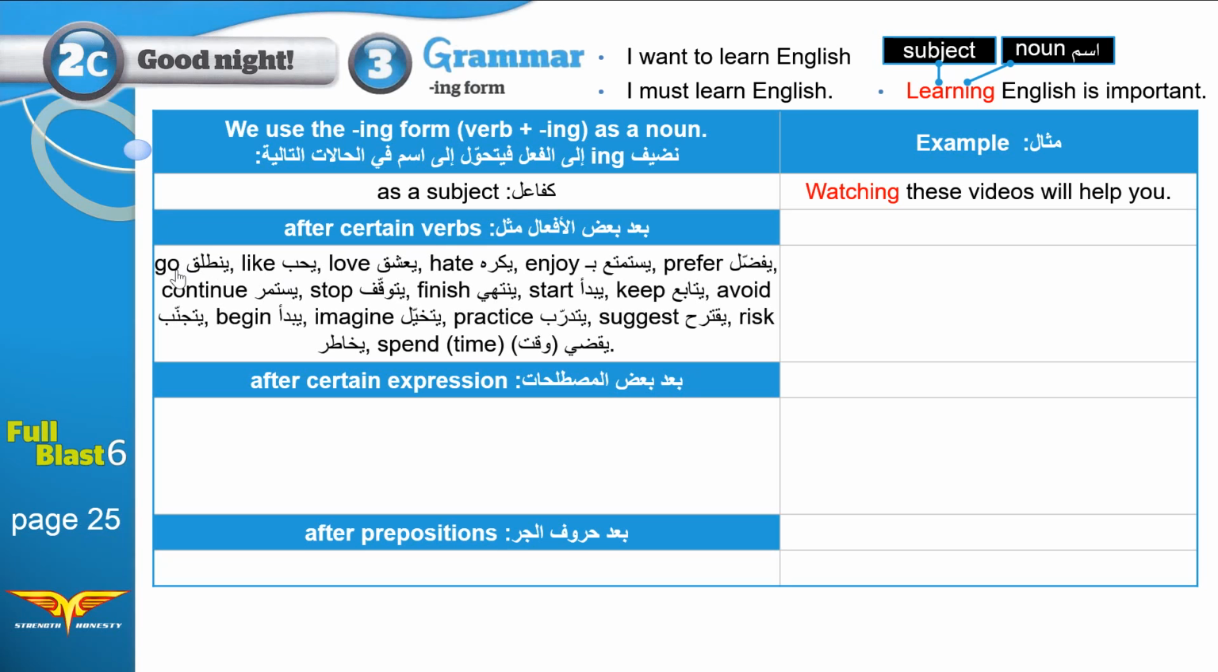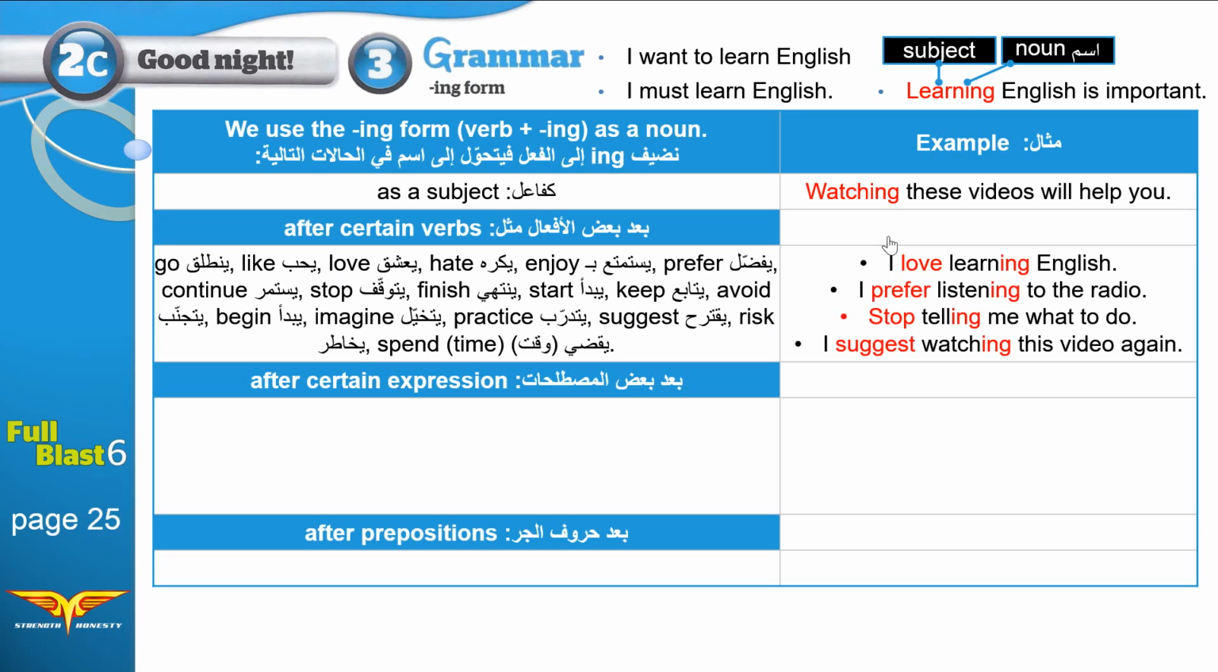These verbs: go, like, love, hate, enjoy. Like, love, hate, and enjoy are used to show preference, to show what you like and what you don't like. Prefer, continue, stop, finish, start, keep, avoid, begin, imagine, practice, suggest, risk, and spend time. I will give you an example of these.